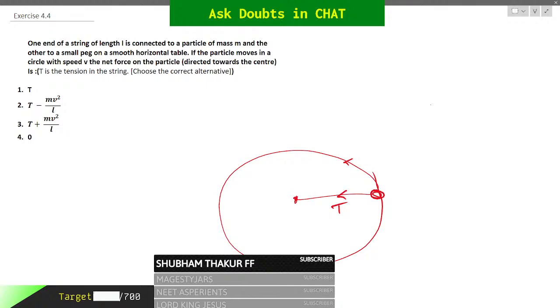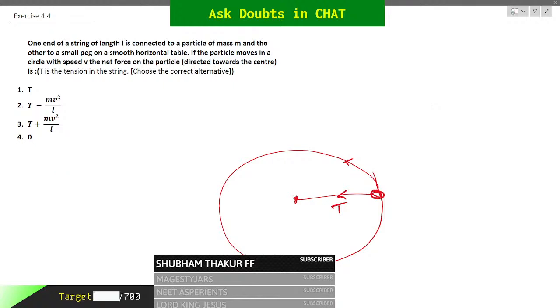So the first option is T, that is tension alone as the net force, and the second option is T minus mv square divided by L. Here mv square by L is equal to the centrifugal force that is acting away from the center when we see this particle from the non-inertial frame of reference. In the third option its direction is just changed, that is T plus mv square by L, and the fourth option is 0.